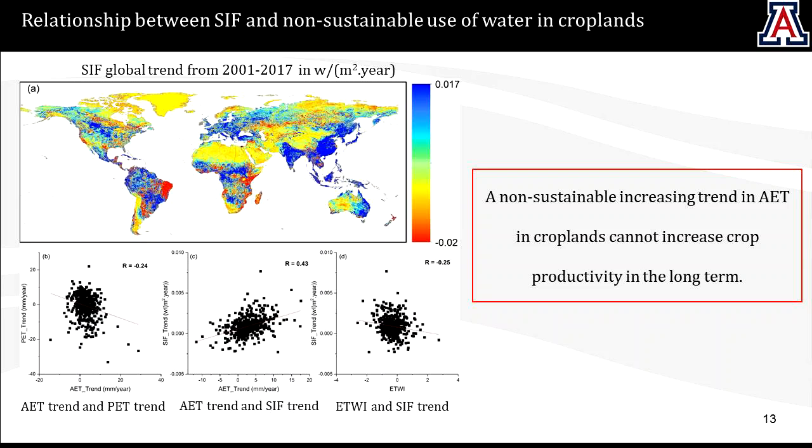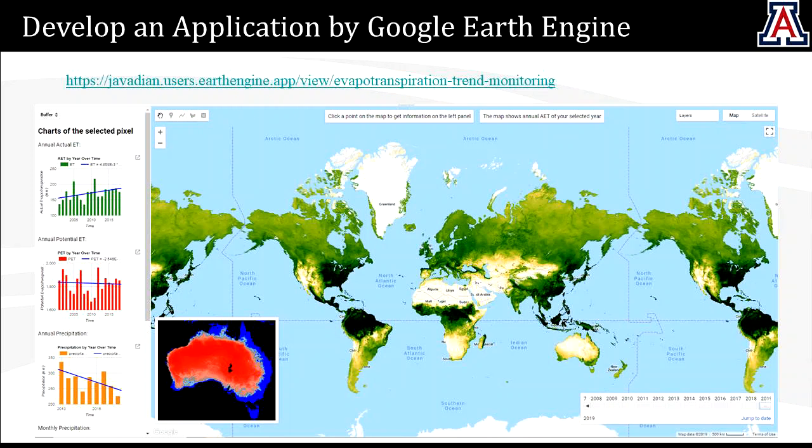According to this result, we can somehow conclude that a non-sustainable increasing trend in AET in croplands may not increase crop productivity in the long term. In other words, increasing water consumption in the long term without considering the climate doesn't necessarily increase the crop yield. In this study, which was entirely done by Google Earth Engine, we developed a user-friendly evapotranspiration trend monitoring application that enables users to produce annual ET maps for any user-selected year.